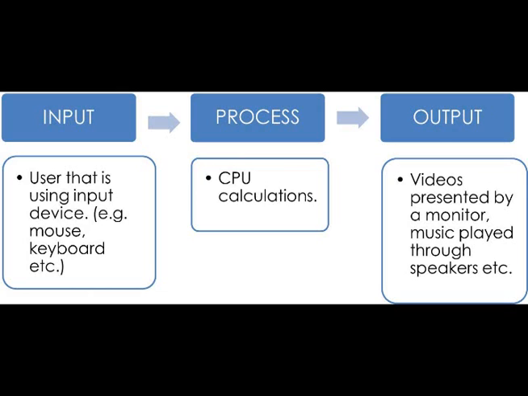Previously, we have discussed the parts of a computer system. Today, I'm going to show you how these parts interact with each other. The input, process, and output cycle is the basic idea of computer operation. An input is a command from the user.